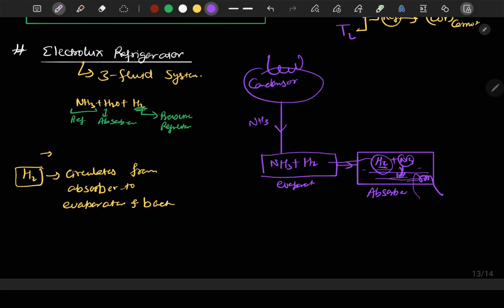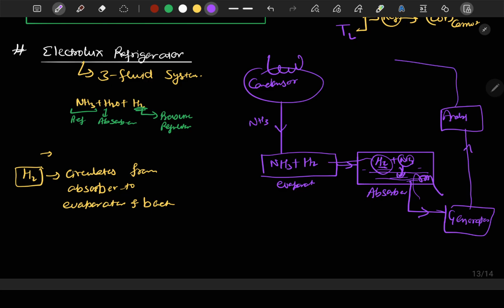Now this ammonia plus water will be sent directly to our generator, and this will also occur under the effect of gravity. After heating, we will send it to, let's say, our separator or analyzer, and after that again to the condenser. So this cycle continues, and there is to and fro motion between the analyzer and absorber.